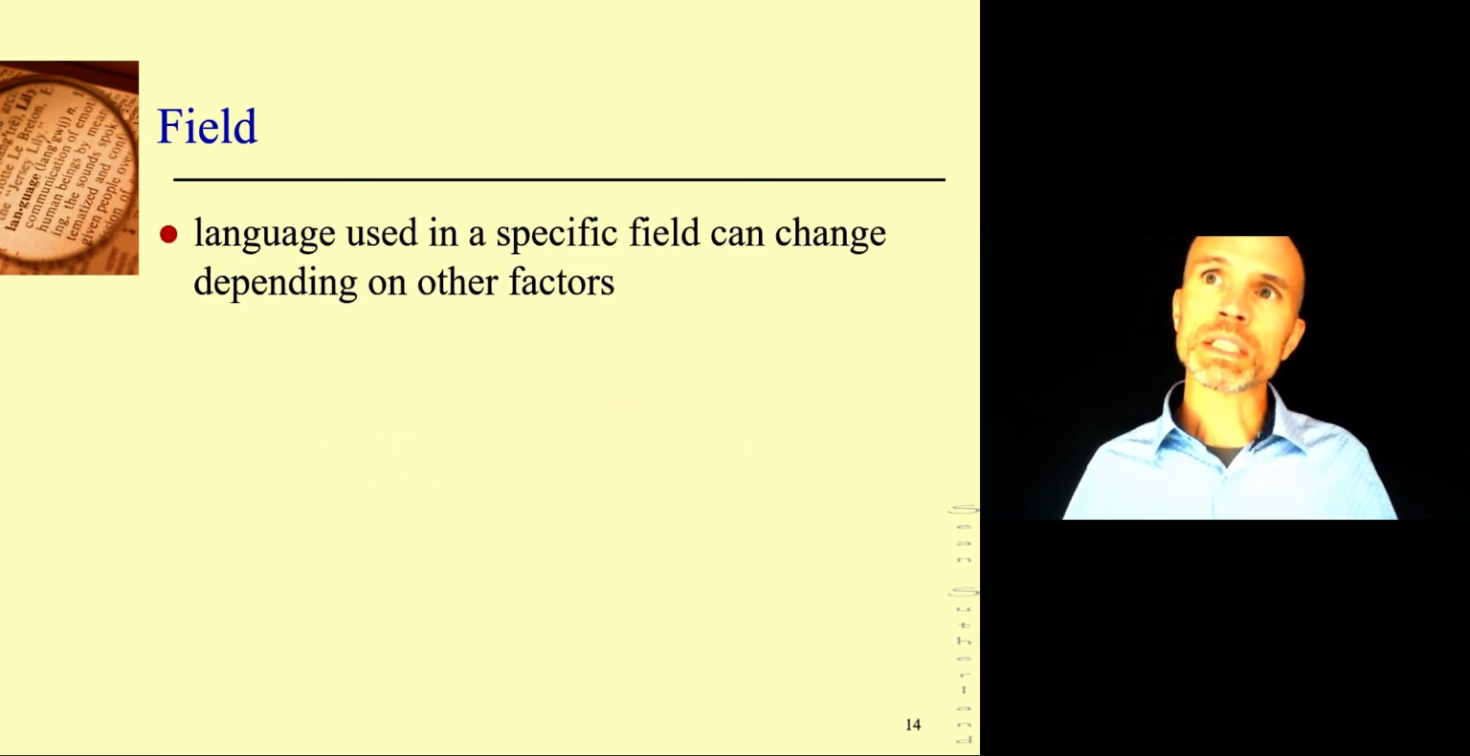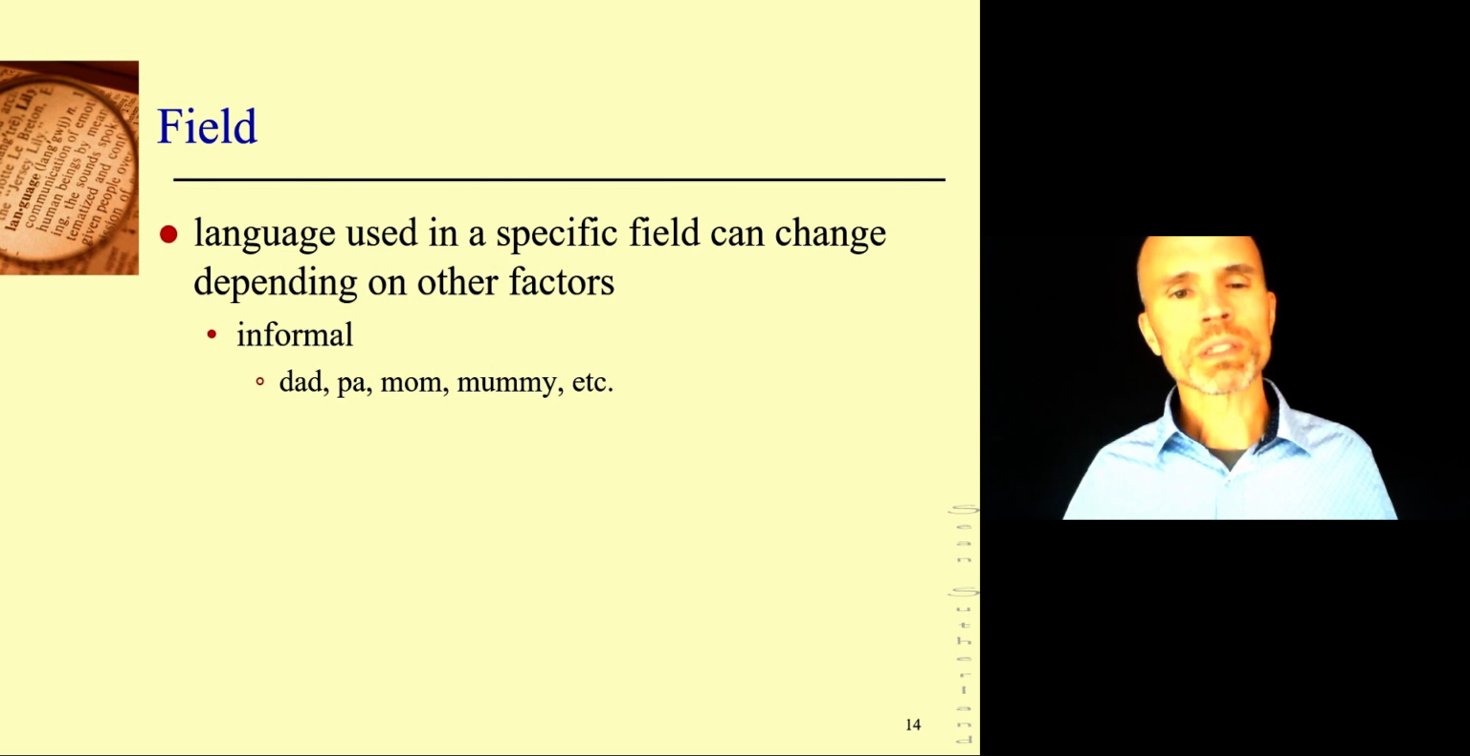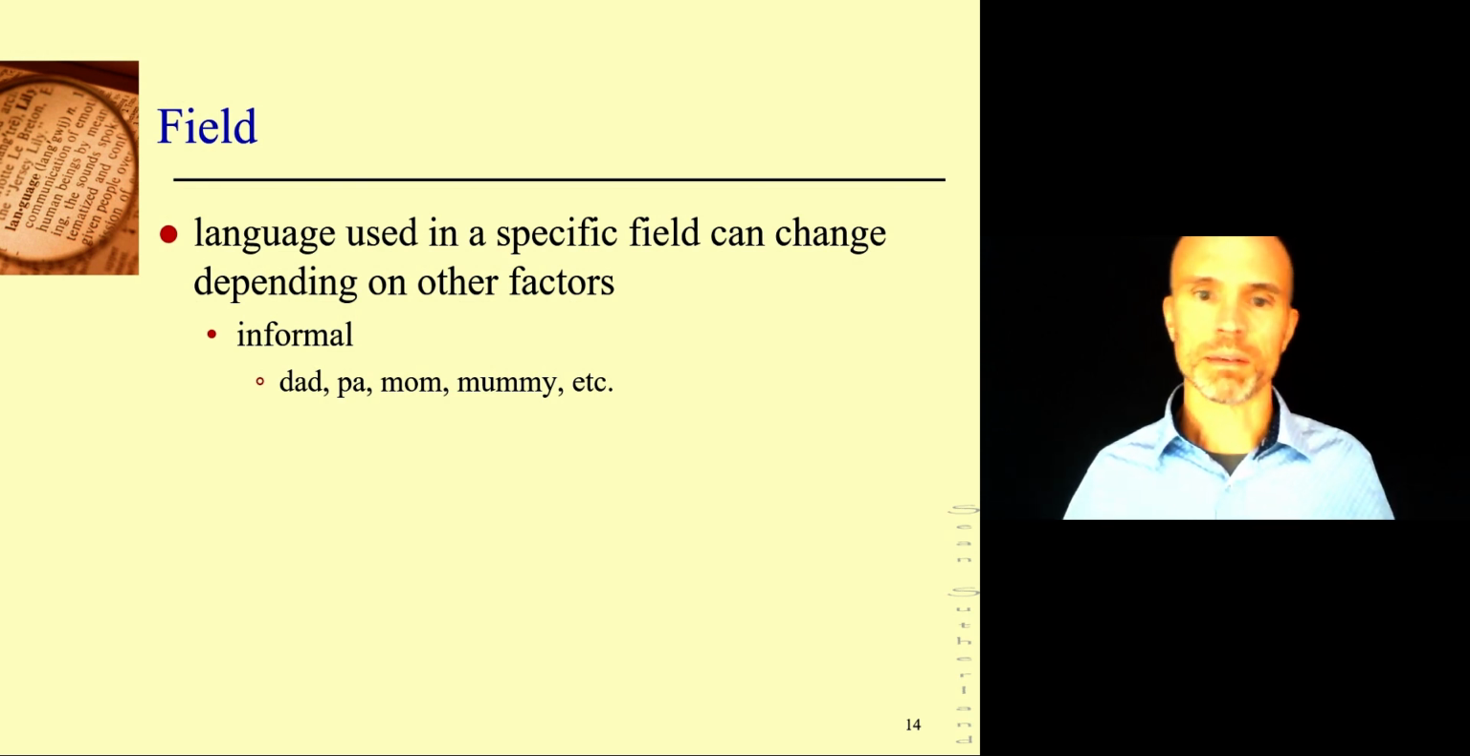But then it can change depending on other factors, right? More informally, let's say you're talking about family. So these words are indicative of the field: dad, pa, mom, mummy, mum, and so on. They tell us about what we're talking about, family, but they're also quite informal, right?